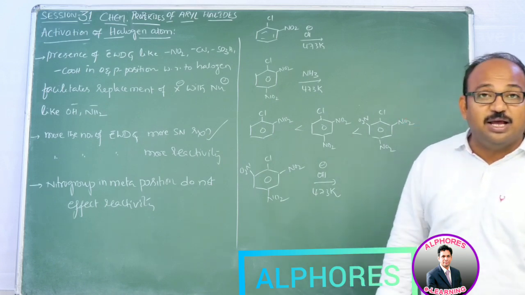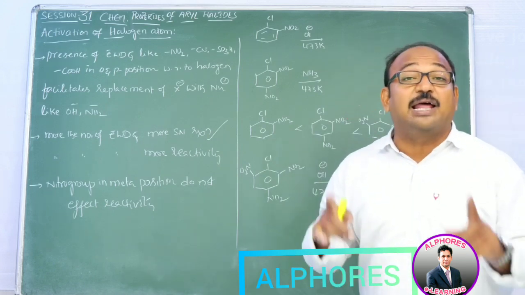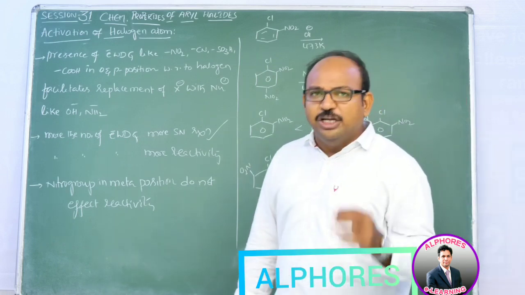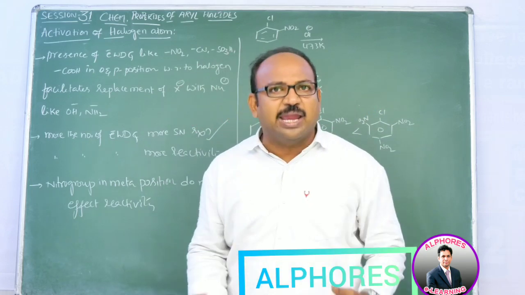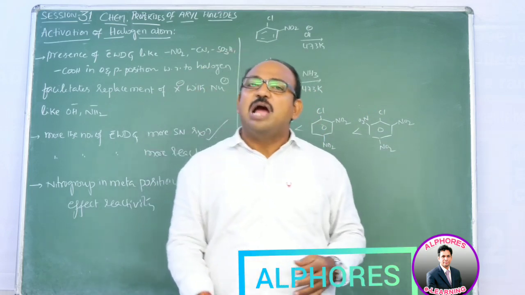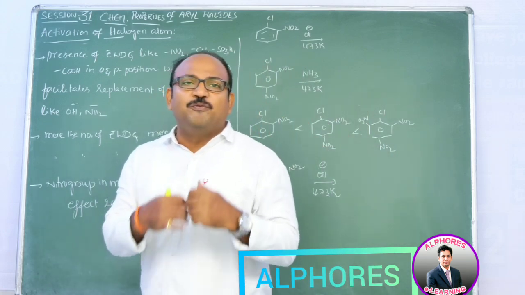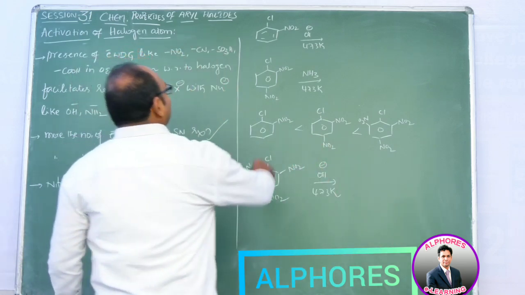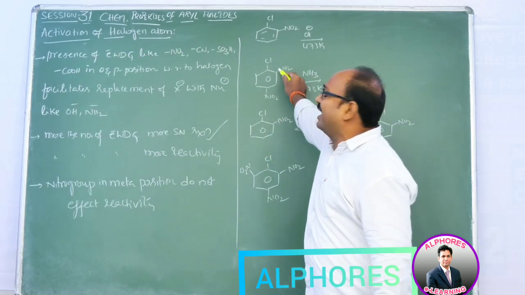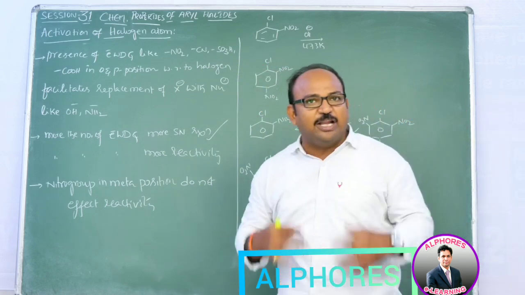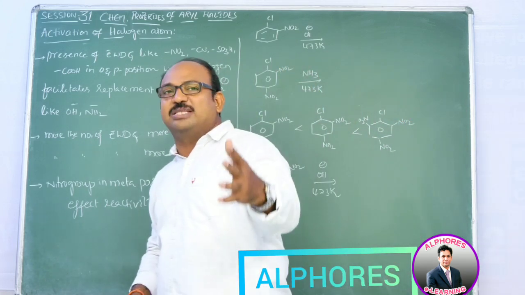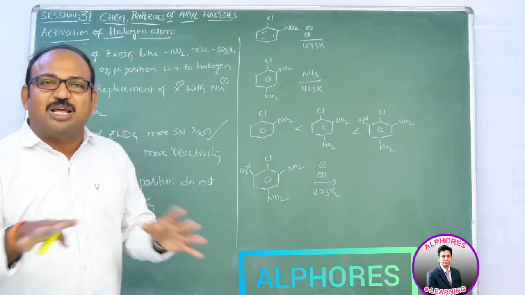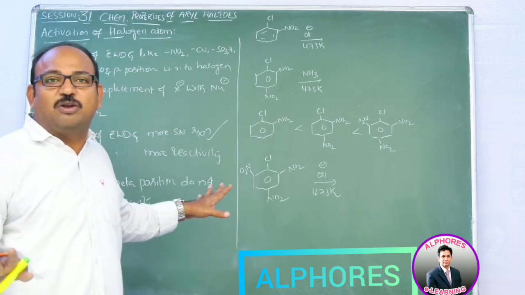It does not influence the reactivity of that aryl halide, because when the nitro group is in the meta position, it shows only minus I. That minus I effect works up to 3 carbon atoms only. From the 4th carbon atom, its effect is nullified. That's why, with the nitro group in the meta position here, first, second, third, its impact upon that particular C-X bond is negligible.